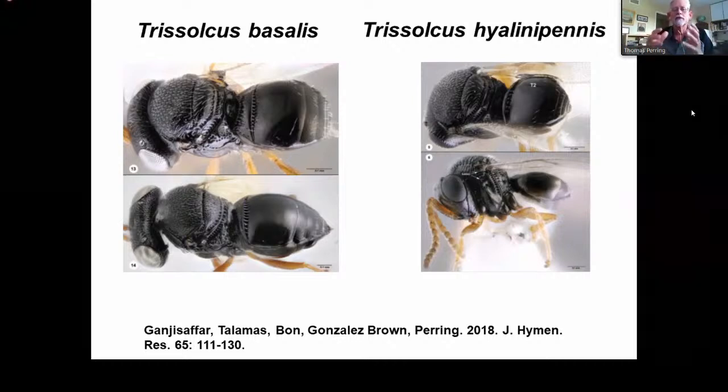So we placed sentinel egg cards out in the field and we recovered these species, Trissolcus basalis and Trissolcus hyalinipennis. The interesting thing about hyalinipennis is that it's a parasitoid that's only known from the Middle East. It had never been seen in California. Now, we believe that our Bagrada actually came here from the Middle East, and it's really possible that this parasitoid came in those early years with the original Bagrada bugs. But we found this in the field in California. No one had released it yet.